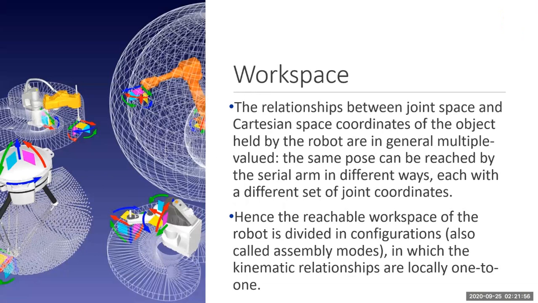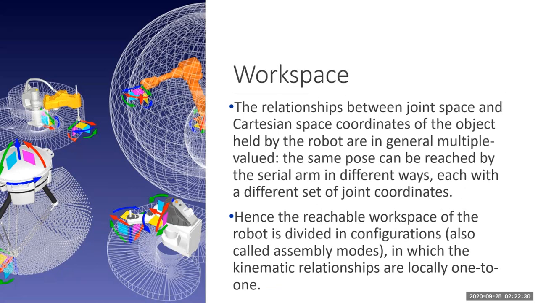Regarding workspace, the relationship between joint space and Cartesian space coordinates of the object held by the robot is in general multiple valued. The same pose can be reached by the serial arm in different ways. So there may not be only one set of joint variables that can reach the point, each with a different set of joint coordinates. So there are some trajectory planning issues to be done.